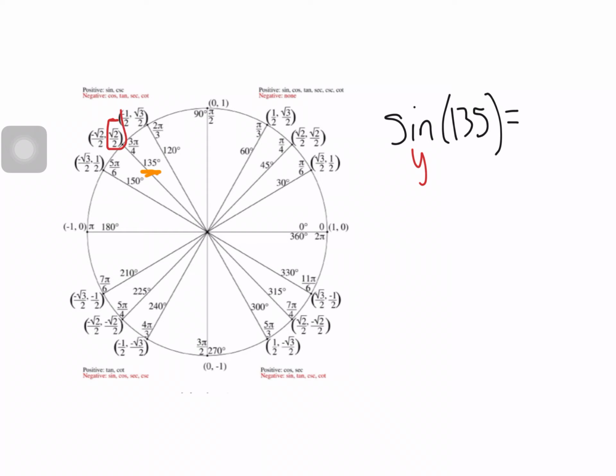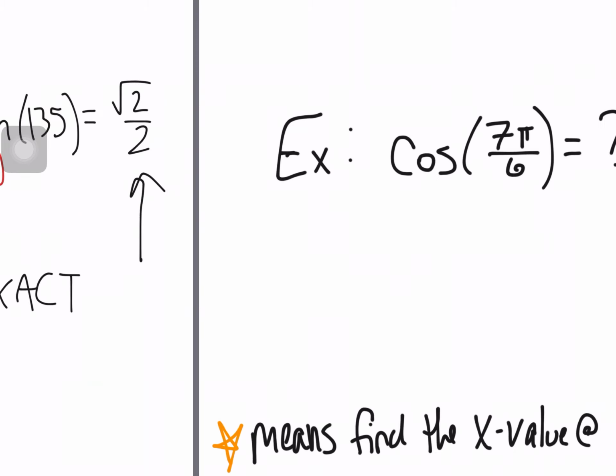So how does that look in practice? Well, here's an example. Tell me the sine of 135 degrees. Really, what this means is just look at the unit circle and find the y value at 135. Well, let's do that. I found 135. I know that sine is my y value. So I look at my y value and I see root 2 over 2. Well, that's my answer, and I'm done. So the sine of 135 degrees is root 2 over 2.